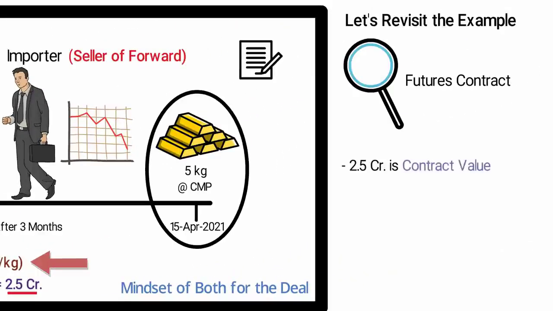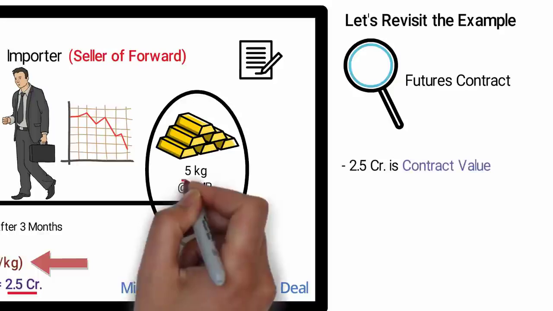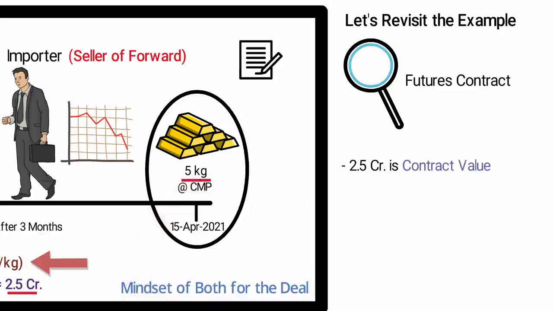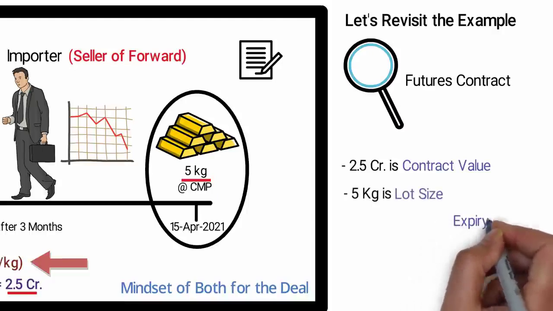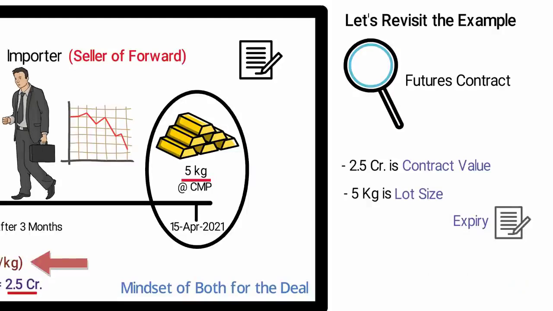If I talk about the lot size, in our example, the 5 kg is the lot size for the deal. If I talk about expiry, the expiry day is the day when the contract ceases to exist or becomes invalid. So in our example, 15th of April 2021 was the expiry day.